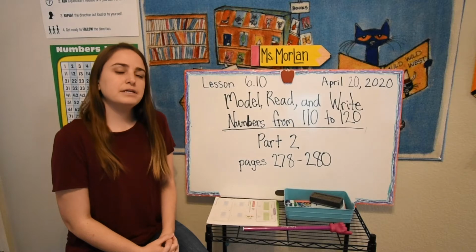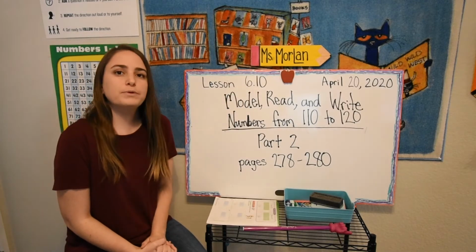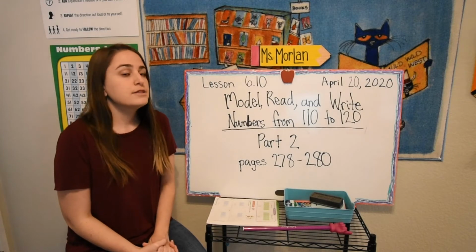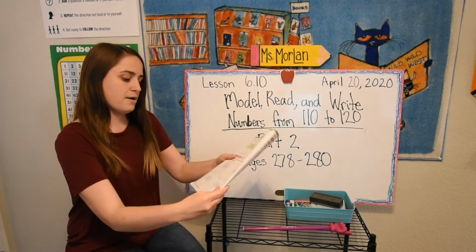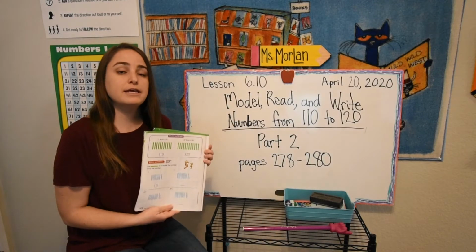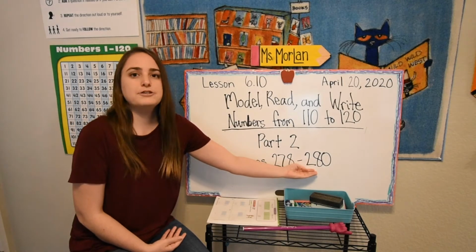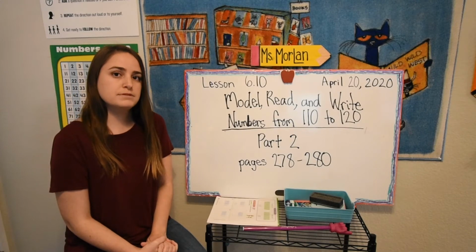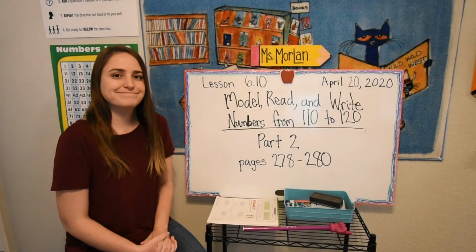Class, today I'm going to continue teaching lesson 6.10, Model, Read and Write Numbers from 110 to 120. This will be part 2 of this lesson, and we will be starting on page 278 in your Go Math booklet, and we will be continuing until page 280. I will be going over a few problems in this video, and then you will complete the rest on your own.